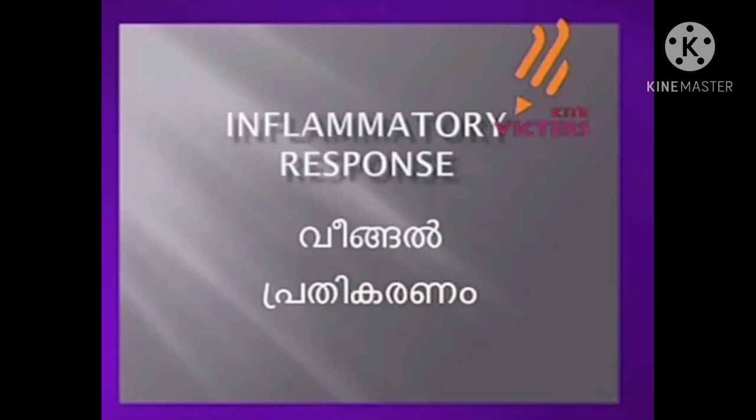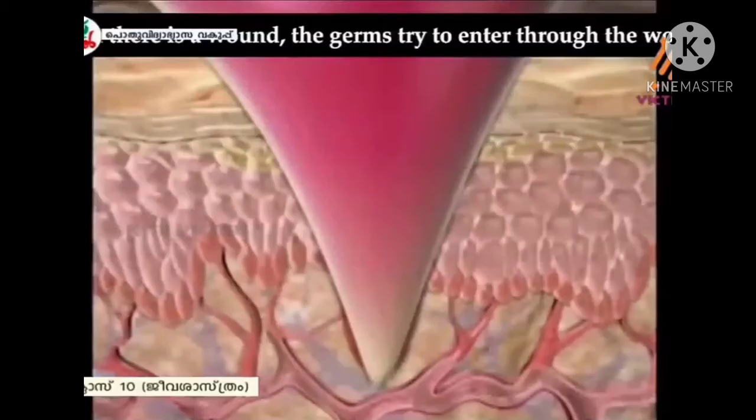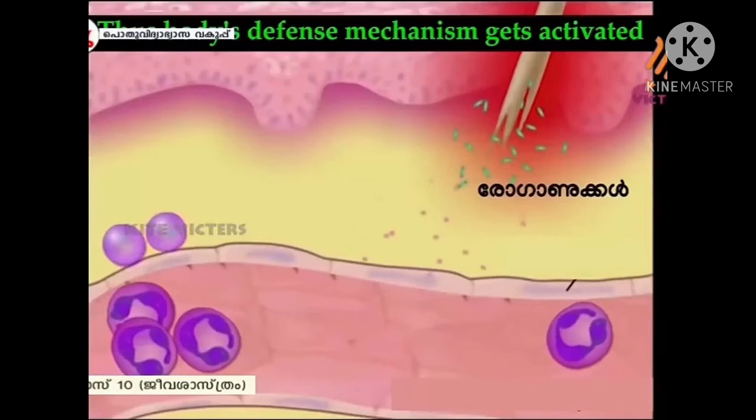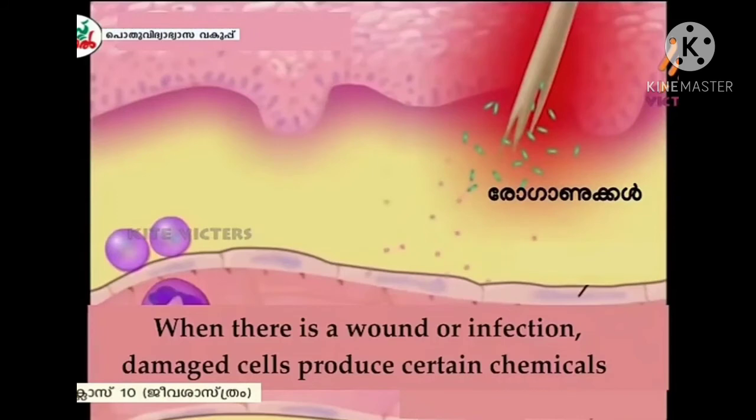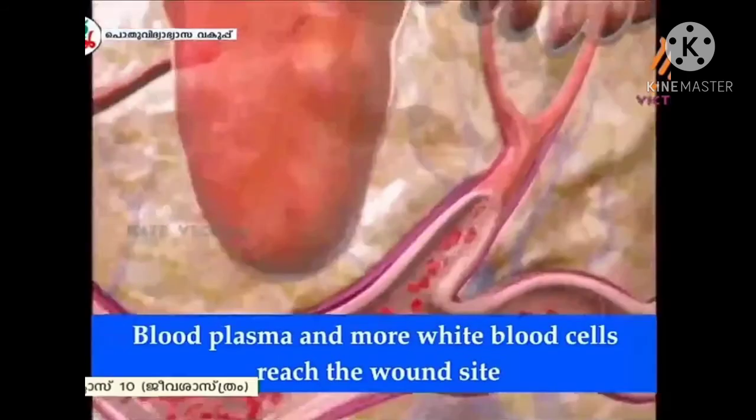Inflammatory response is another method of defense mechanism. We know skin acts as a fort against germs. If a wound results in the entry of germs into our body, when there is a wound or infection, the damaged cells produce certain chemicals. These substances dilate the capillaries, thereby increasing the blood flow. Thus, the blood plasma and more white blood cells reach the wound site.